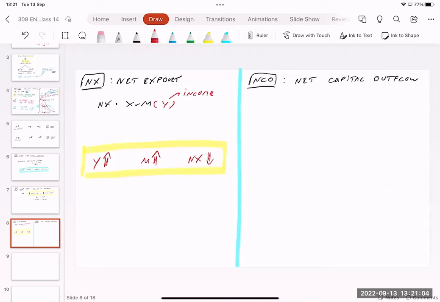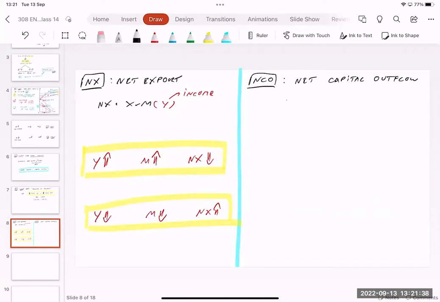On the opposite side, when GDP is bad, people have less money. Of course, when people have less money, they're going to buy only products from their own country because it's cheap, right? So they're going to import less. Then NX increases. So keep in mind that a change in Y has effects on NX. If Y increases, NX goes down. If Y decreases, NX goes up.